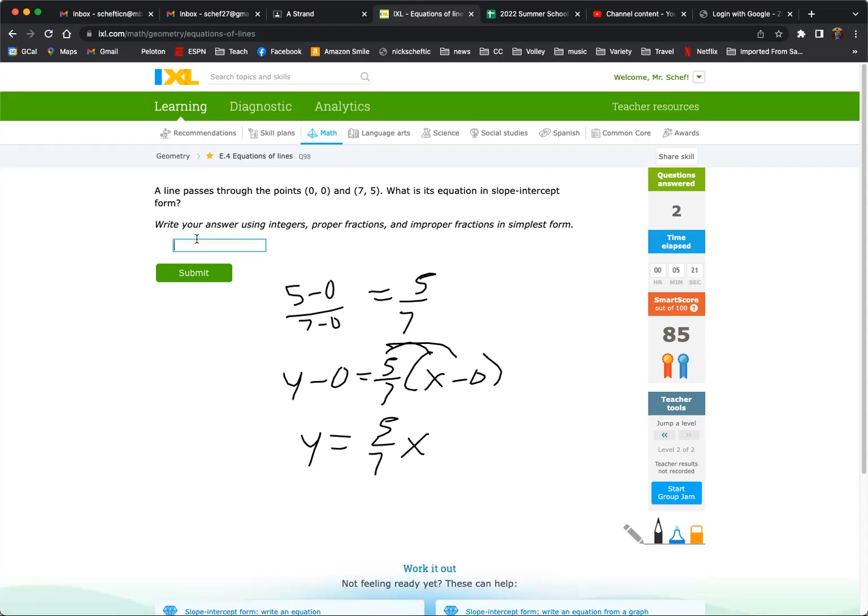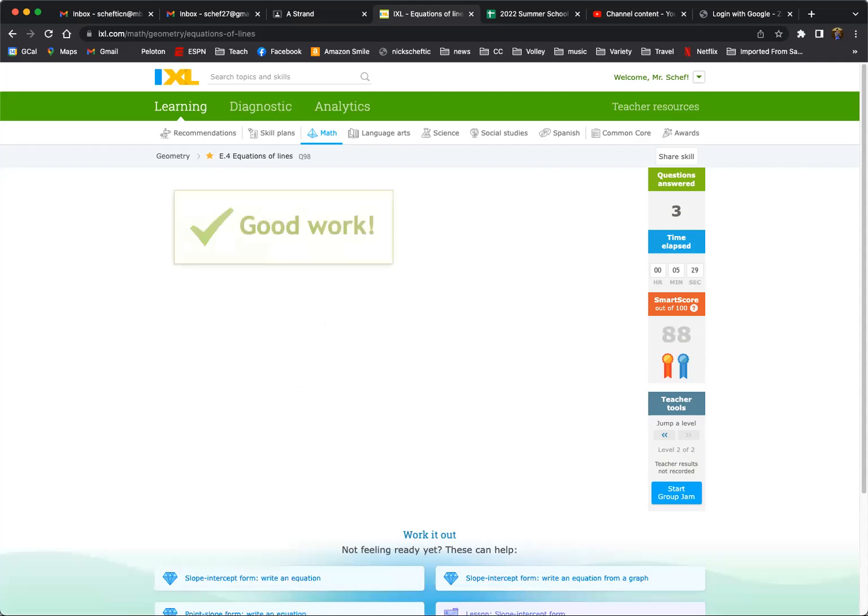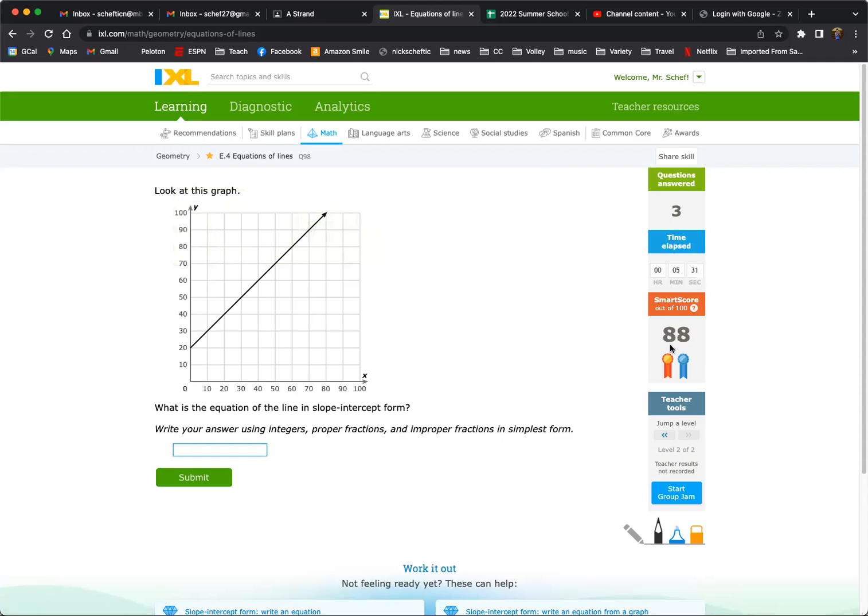Here that equals y equals mx plus b. So there's no b here because it's 0. So it's just going to be y equals 5/7 x. Ta-da, there we go, all the way up to 88.